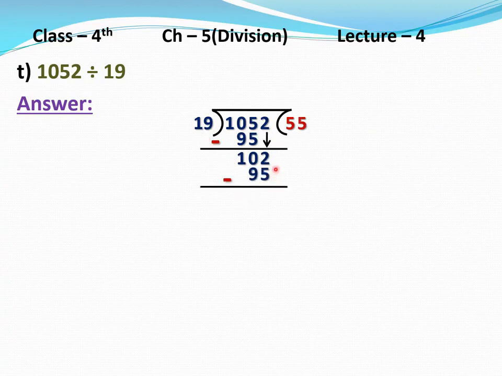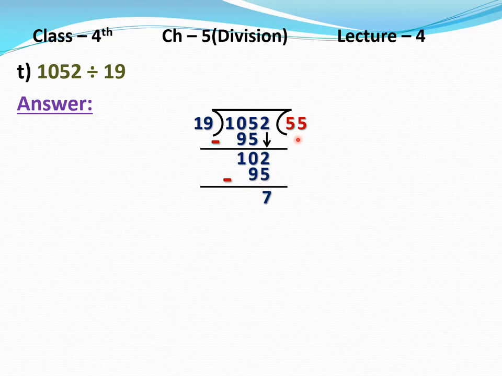Now we will do subtraction. Now see, 2 minus 5 is not possible, so we will take a borrow from this 0. But we can't take a borrow from this 0, so we will take it from this 1. But first this 1 will give a borrow to this 0. So this 1 will become 0 and this 0 will become 10. Now this 10 will give a borrow to this 2. So this 10 will become 9 and this 2 will become 12. 12 minus 5, 7. Write 7 here, and 9 minus 9, 0. Clear? And write 0 here.